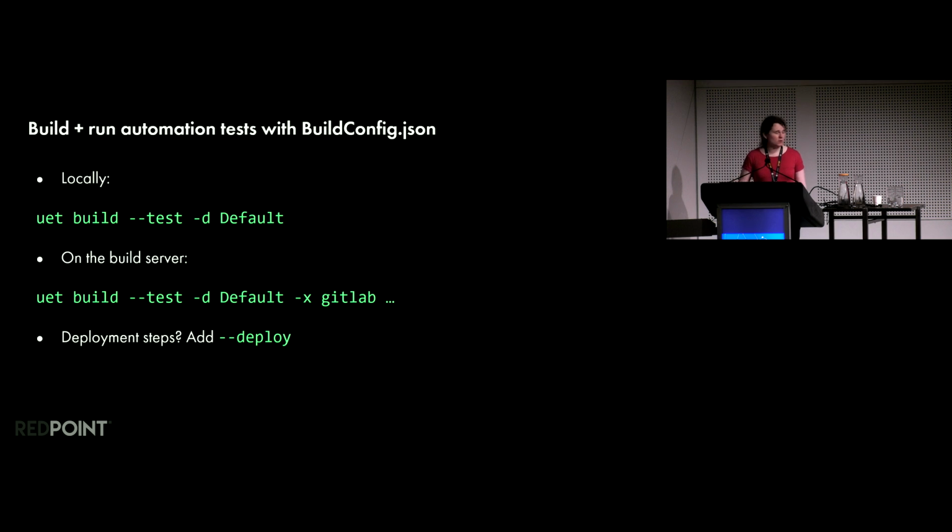So how do we build and test with a buildconfig.json file setup? We do UET build. We use --test to say, hey, run the tests that are configured as part of this build, and we set the distribution name. And then the build server is pretty much the same, except we're just adding that flag to say, hey, output a file for the build server to consume instead of running it yourself. And if you want to enable deployment steps, you just do --deploy. And having these flags means that if you want to have both the main branch and pull requests use pretty much the same configuration, you can use the same configuration and then just set --deploy just on the main branch.